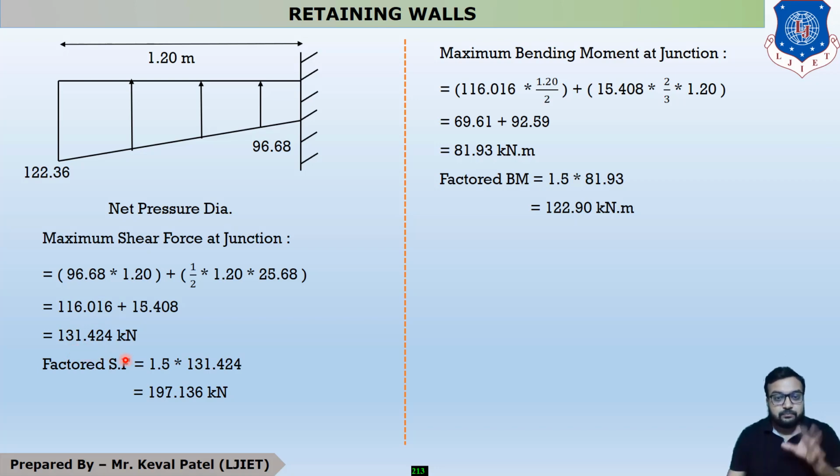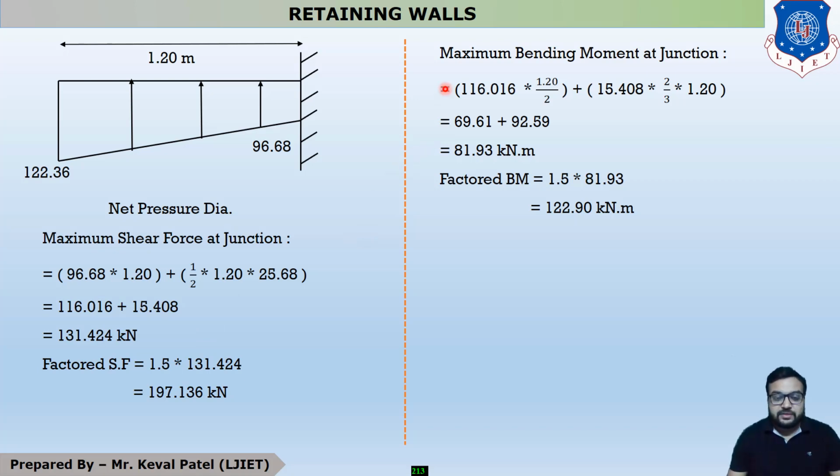131.424 kilonewton. But this maximum shear force is unfactored load, and we have to design any component with the help of factored load. So our factored shear force is 1.5, which is the factor of safety, into 131.424. So we get our answer 197.136 kilonewton.